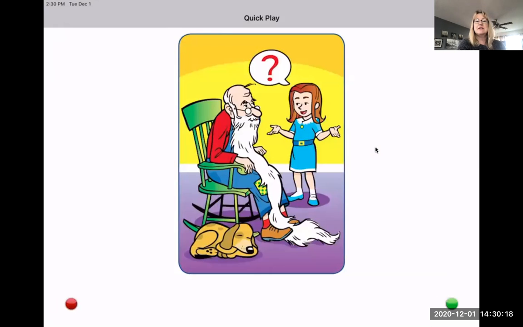All right, this one's kind of funny. We've got an older man in the rocking chair, and he's got a very long beard. And the little girl was asking him a question. Okay, maybe how or why?